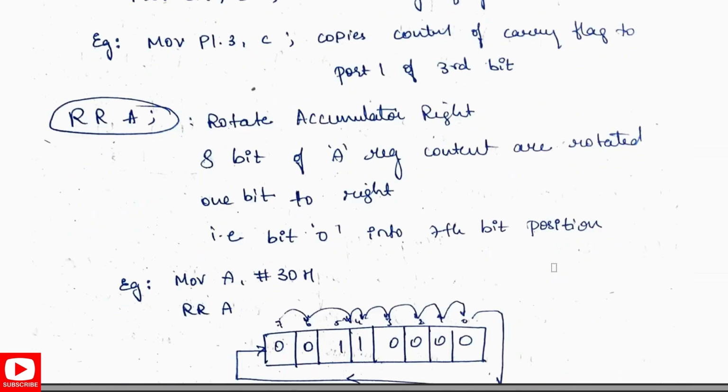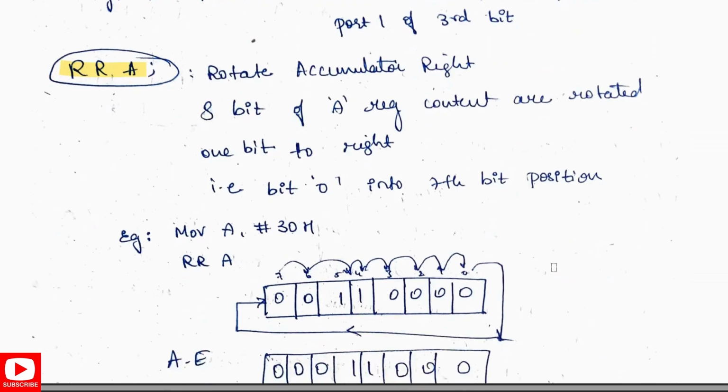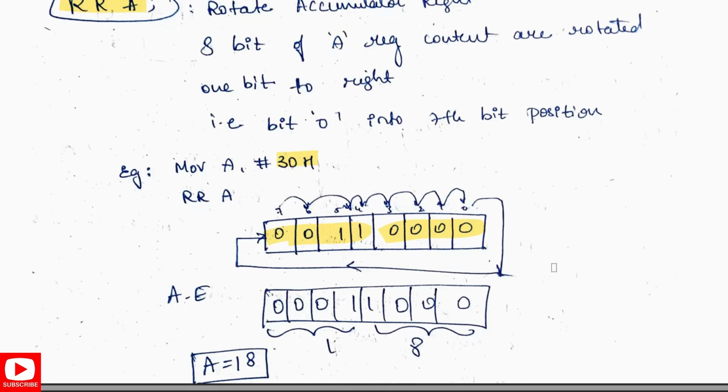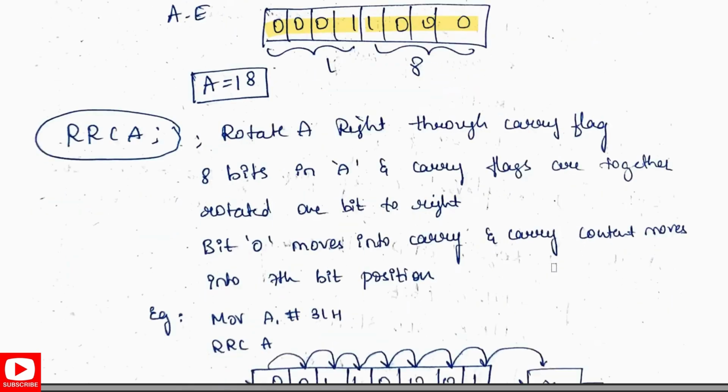So next comes RR A. Here, rotate the accumulator to the right. The 8 bits of the A register contents are rotated 1 bit to the right. That is, 0 in the 7th bit position. For example, let us consider 30H. This is my 3 and this is my 0. Now, I have to shift everything 1 bit right. When I shift it, this becomes 1 and here it becomes 8. So it is 18. A is 18.